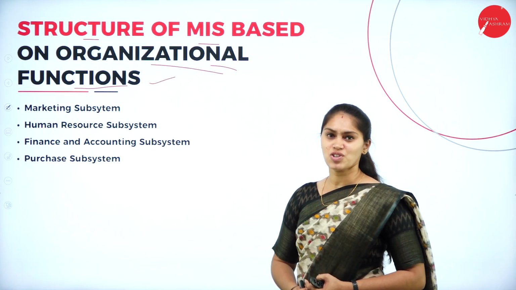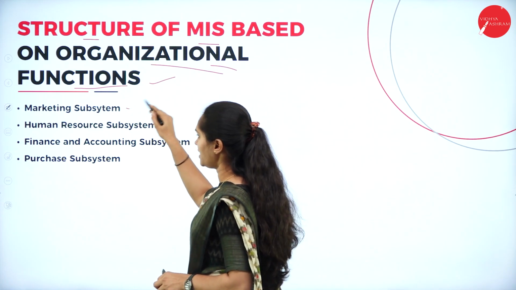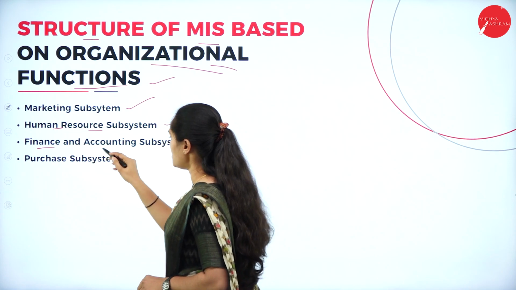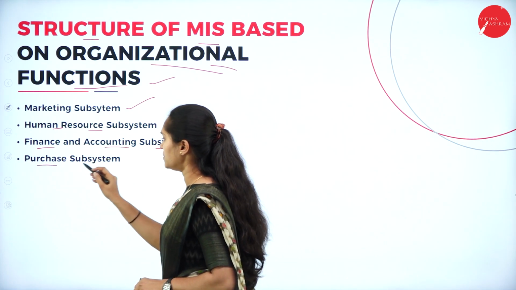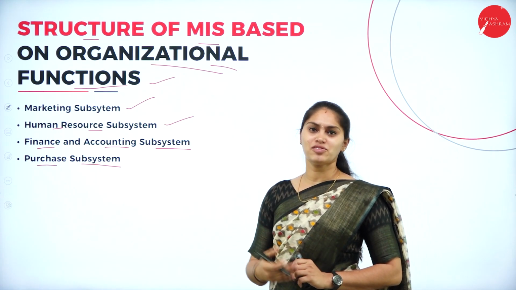Then what does this function include? What does this function consist of? It has a marketing subsystem, a human resource subsystem, a finance and accounting subsystem, and a purchase subsystem. Each subsystem is going to perform some of the activities.